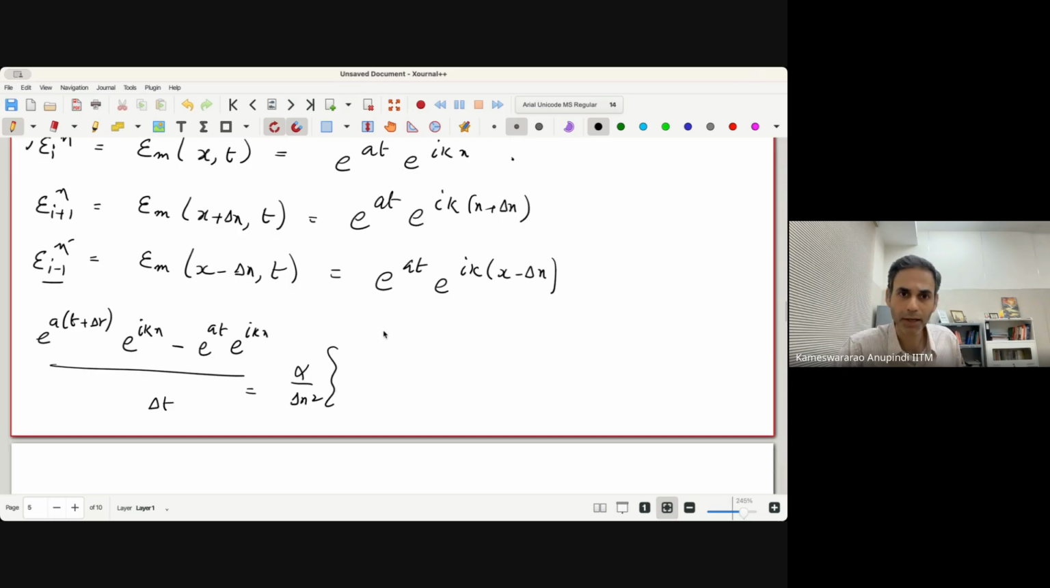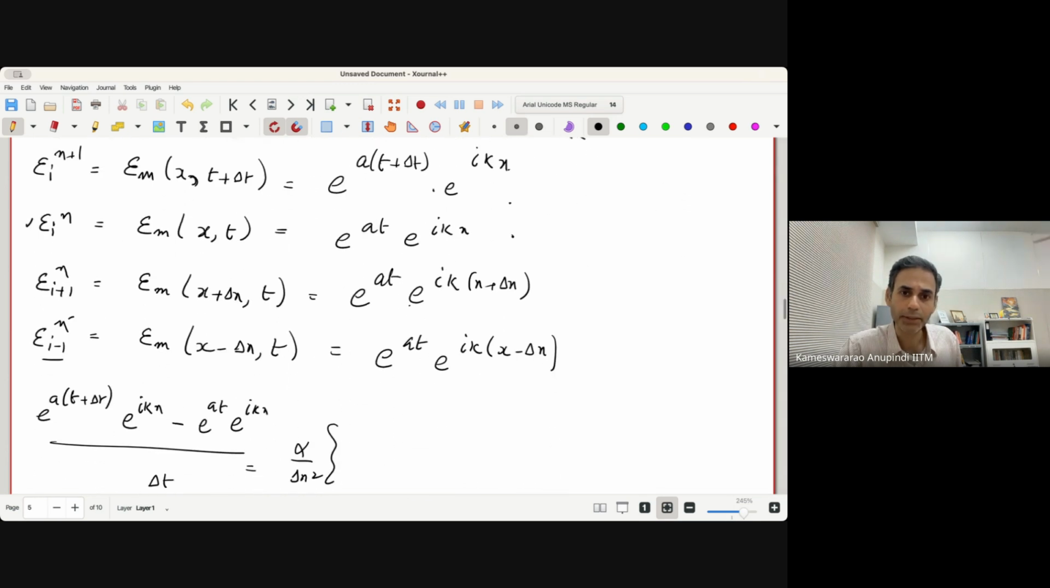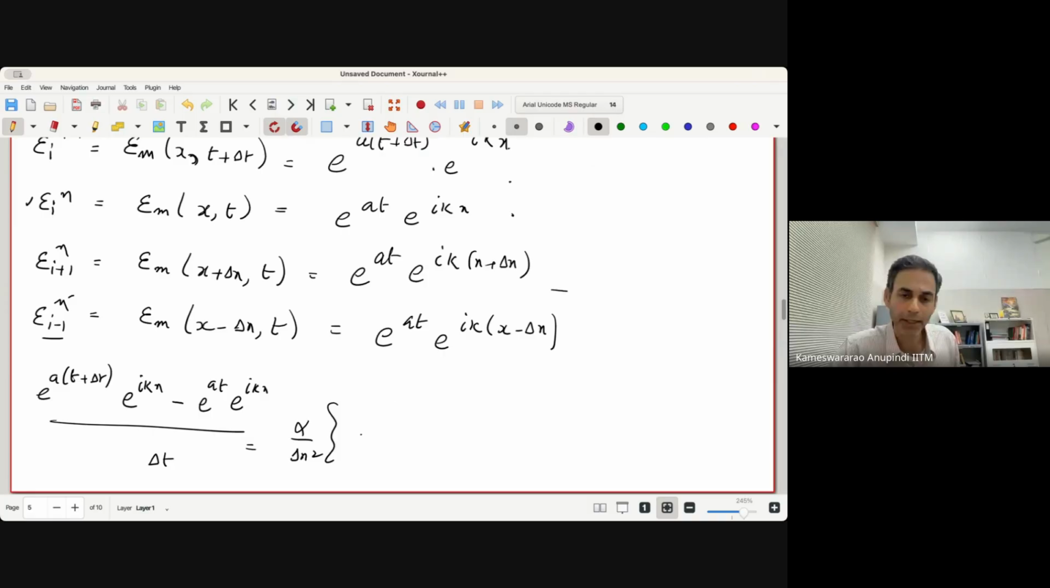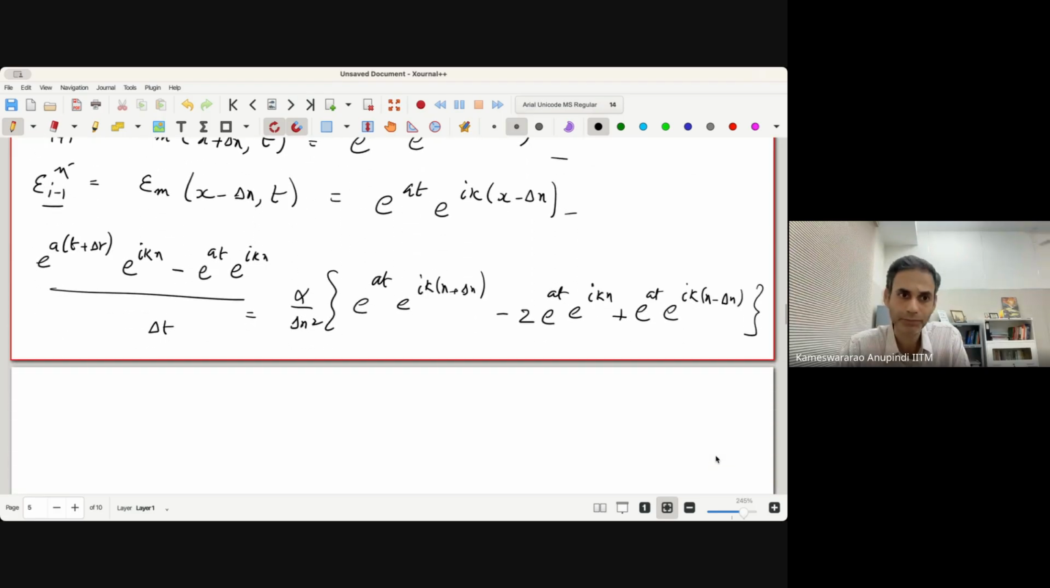On the right hand side, I have epsilon I plus 1 n, that is e to the power a t, e to the power I k x plus delta x, minus 2 times epsilon I n, that is e to the power a t, e to the power I k x, plus epsilon I n minus 1 n, that's going to be e to the power a t, e to the power I k x minus delta x. Okay. So this is the equation I have.